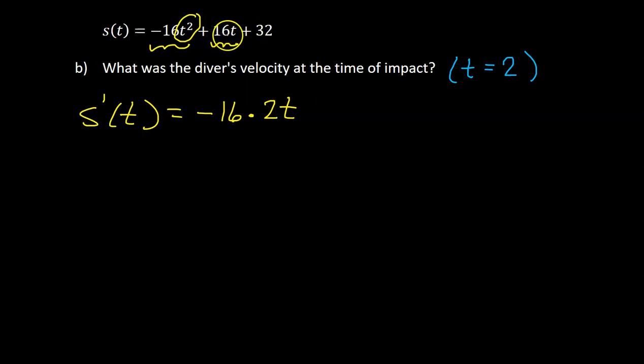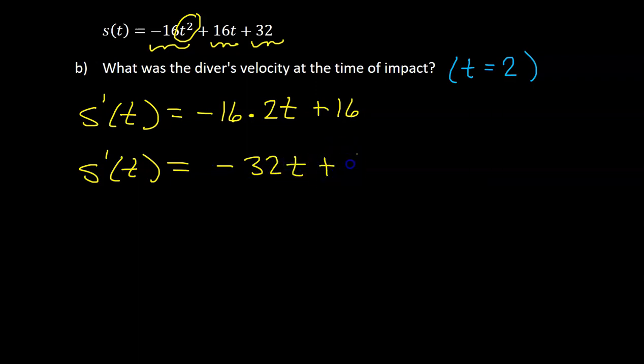But when you have the derivative of a constant times a variable, it's just going to be the constant. So I'm just going to have plus 16 now. And finally, when I do the derivative of the third term, I remember that the derivative of a constant is 0. So I will put nothing for that. All right, so my velocity function is going to be negative 32t plus 16.